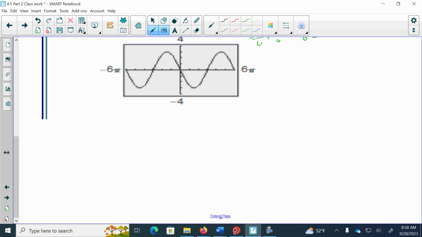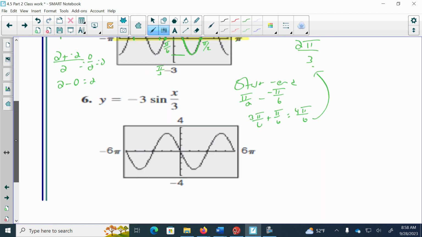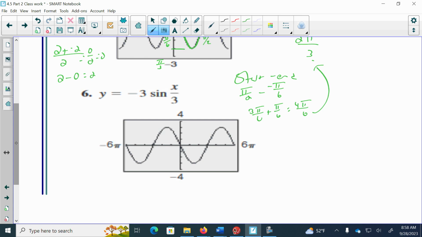So now I'm going to do the next one, number 6. To find my amplitude, I'm going to find my max, which looks like my max is 3. My min is a negative 3. So I'm going to take my max plus my min, divide that by 2, so I get 0 over 2. So I'm going to have a midline of 0, so I'm going to sketch that in.